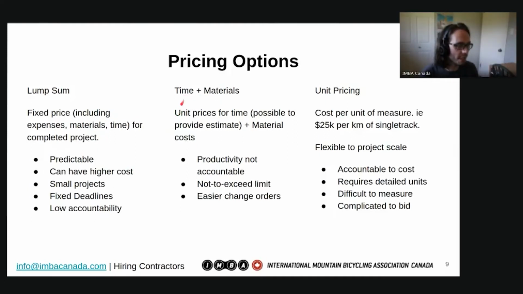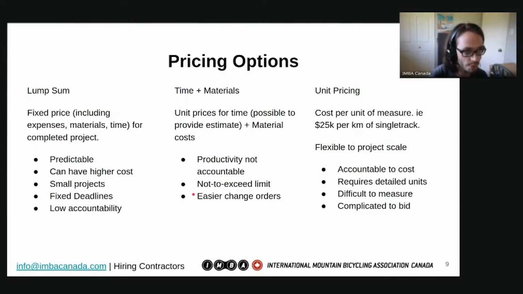Time and materials. This is essentially a unit price for time plus the cost of materials. It's not accountable to productivity, which means that we have no way of measuring how productive the contractor is. So is there necessarily an incentive for them to produce a lot of trail in a given day? Not necessarily. So one way to manage that is with a not to exceed limit, where the contractor is bound to produce X amount of trail in this amount of time, but it won't go over this amount. We can guarantee that it'll be done by that.